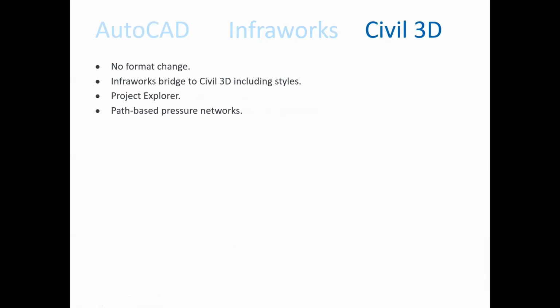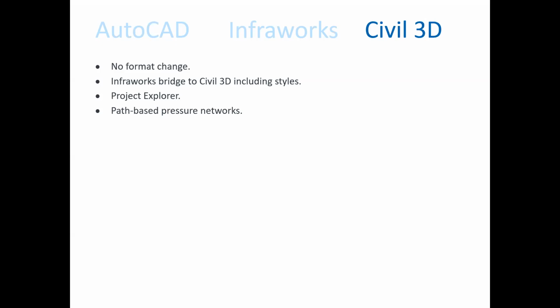I don't know if you remember, but back in the day, 2009, let's call it, there were definitely backwards compatibility issues. If you're working on a big project with a bunch of different consultants and you're using different versions of Civil 3D, well, that was terrible. So the format's going to change, but at least we get 4 or 5 years in between now. All right. Number one, InfraWorks bridge to Civil 3D, including styles. I'll talk about that. I'll talk about something called Project Explorer, and then I'll talk about path-based pressure networks.